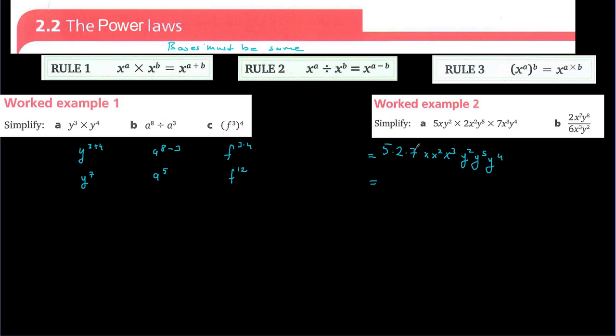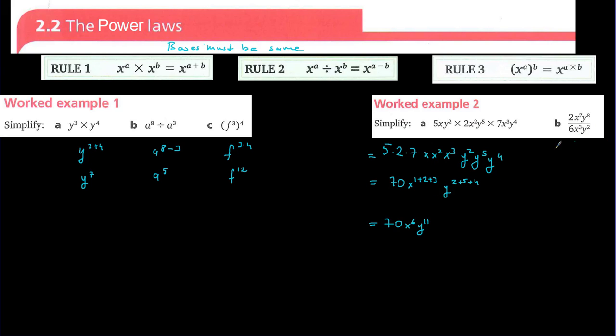5 times 2 is equal to 10, times 7, which is equal to 70. x times x squared times x to the power of 3 is equal to x to the power of 1 plus 2 plus 3. y times y to the power of 2 plus 5 plus 4 is y to the power of 11, which is equal to 70 times x to the power of 6, y to the power of 11. This is the answer of this question.